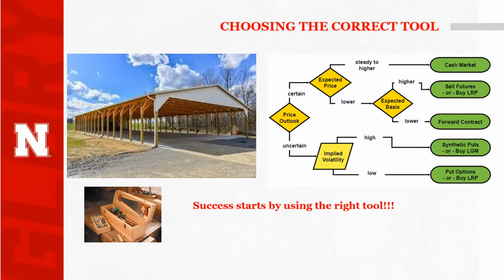The best strategy is to sell futures or buy LRP. So this is where we're going to focus today. We're going to be talking about situations where we're pretty certain that price is going to go lower and that basis is expected to be higher, or a situation where price outlook is uncertain, but volatility is pretty low, which is buy LRP. So those are the two market situations that we're going to be talking about.